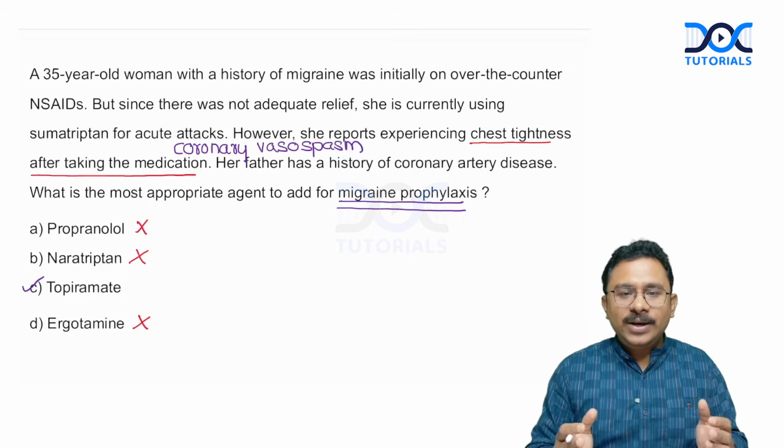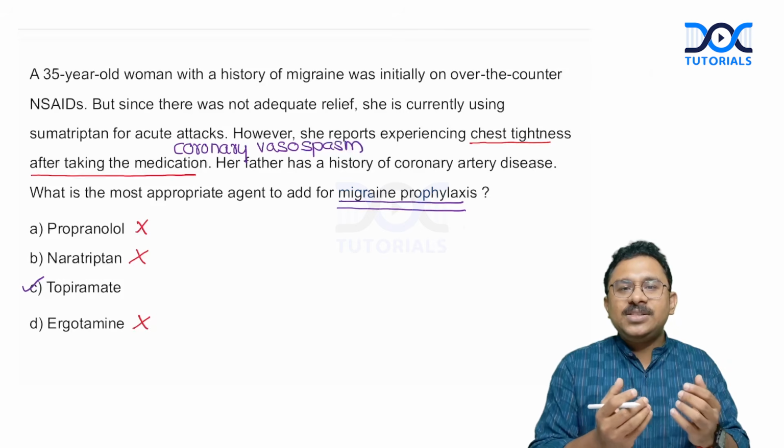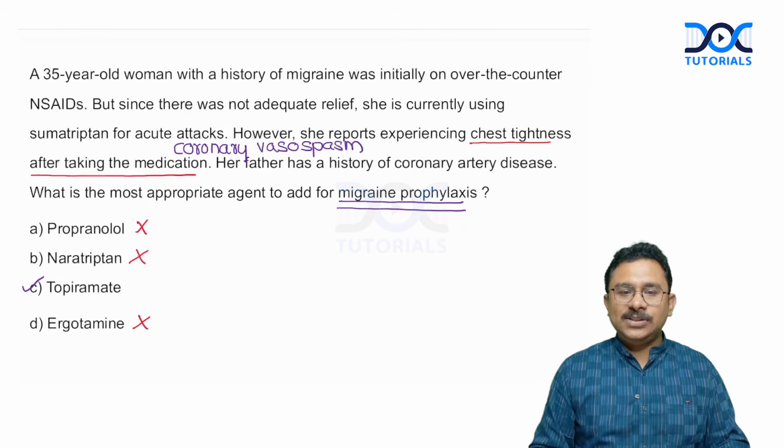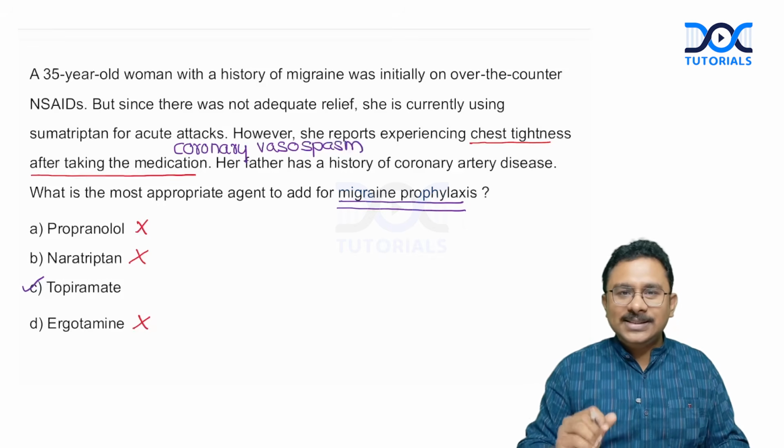Okay, I've told you the reason. There is a specific mention in the question of the patient having a probable coronary vasospasm, because of which you are preferring topiramate over propranolol in this particular case. All right. Okay.